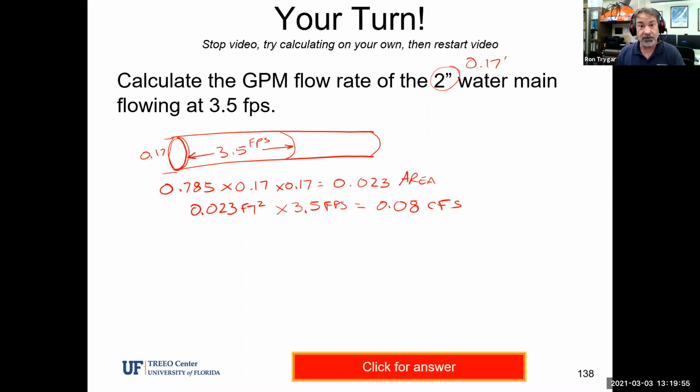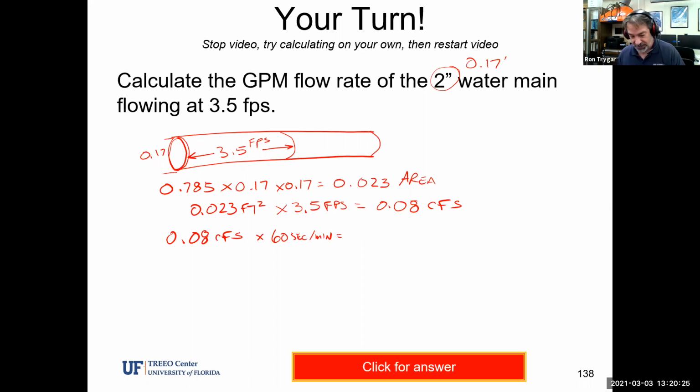All right, so far so good. We want gallons per minute, but we're not really there yet. We're in cubic feet per second. So we need this to be a much larger number because we want GPM. So 0.08 cubic feet per second. Now let's convert this into cubic feet per minute, times 60 seconds per minute, is going to be what?